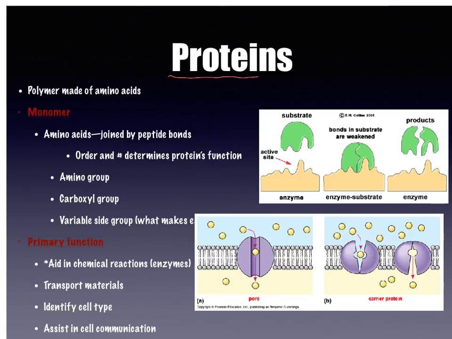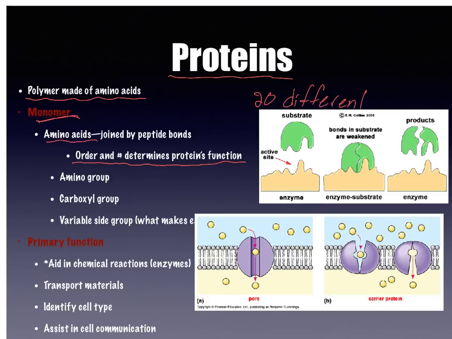So proteins are another polymer made up of amino acids. The monomer is the amino acid. These amino acids are joined together by a specific type of bond called the peptide bond. The order and the number of amino acids determines a protein's function. There are 20 different amino acids.